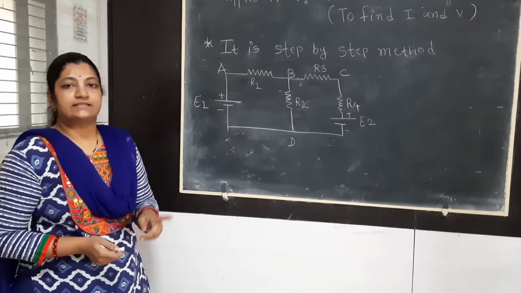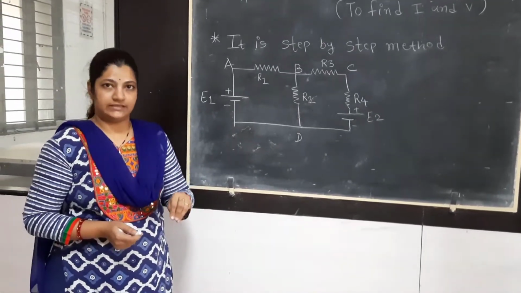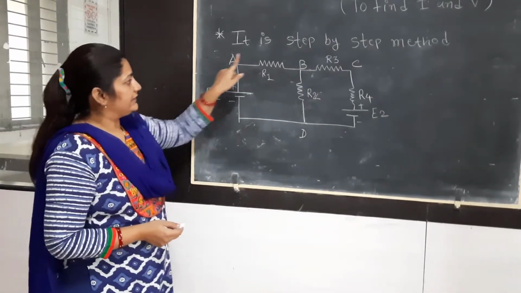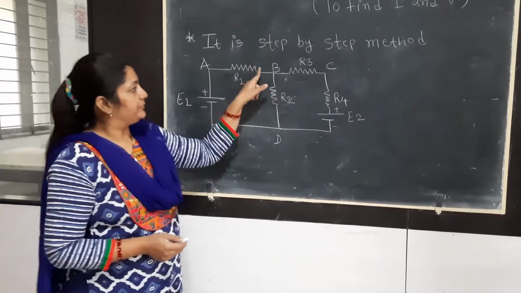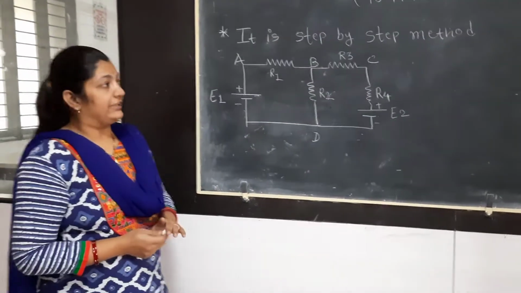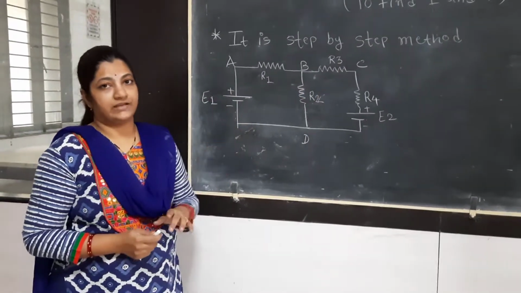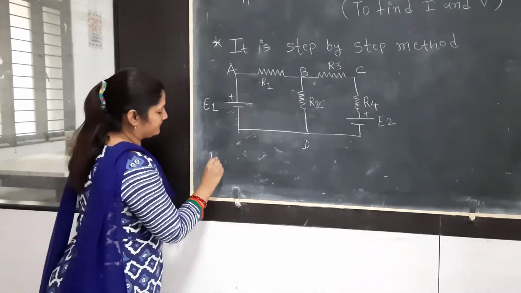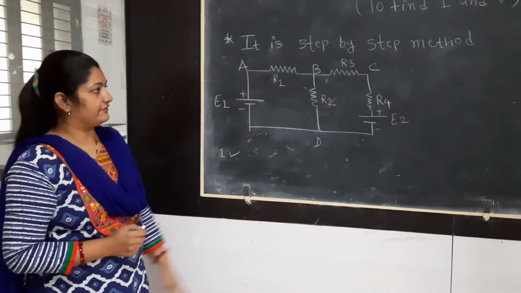A mesh is a closed path which does not involve any other closed path within it. So with this definition, we can say that A, B, D, A is mesh 1. B, C, D, B is mesh 2. We cannot say A, B, C, D, A is a mesh. It is not a mesh. So with this, your first step is done. We have identified the number of meshes in the given network.